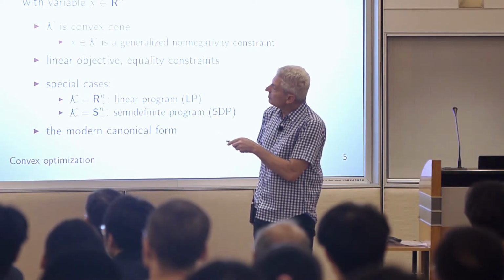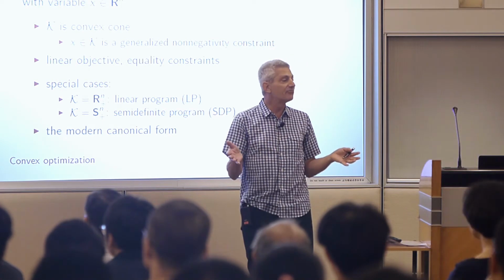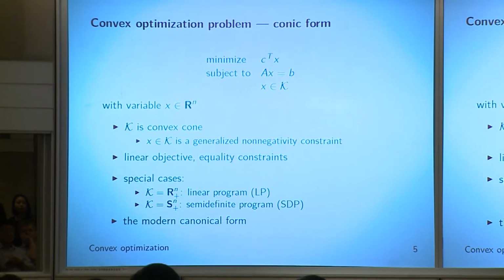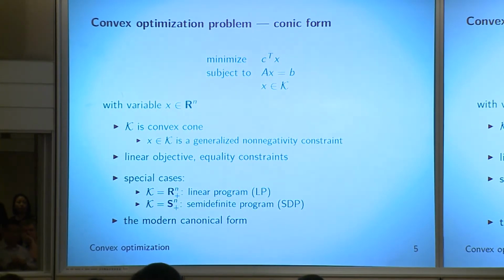Now, if this cone is the set of non-negative vectors, so vectors whose entries are non-negative, you'll recognize this as basically a linear program. It's the standard form for linear programming. In fact, cone programming is a generalization of linear programming. The only thing you do is change the cone, and you get a more general class of problems. For example, you could have x be a matrix, and the cone could be the cone of positive semidefinite matrices. This would be a so-called semidefinite program. So this is the modern canonical form.